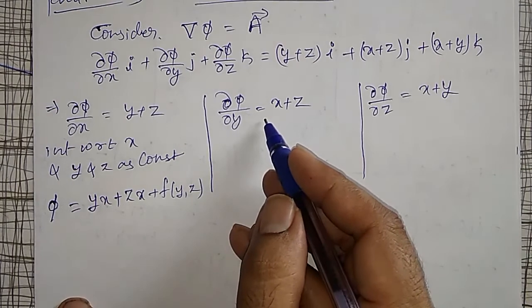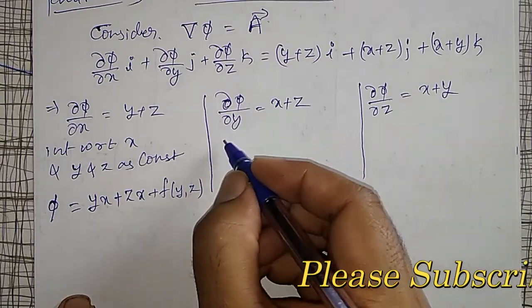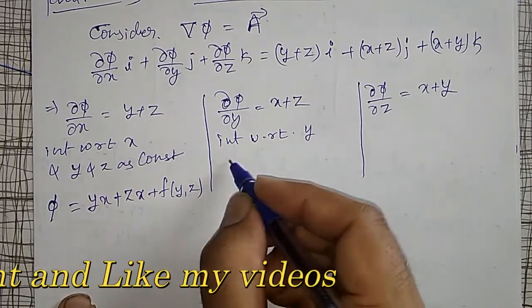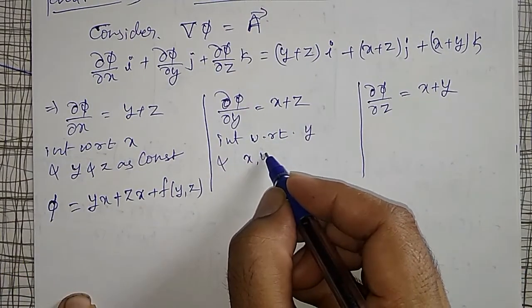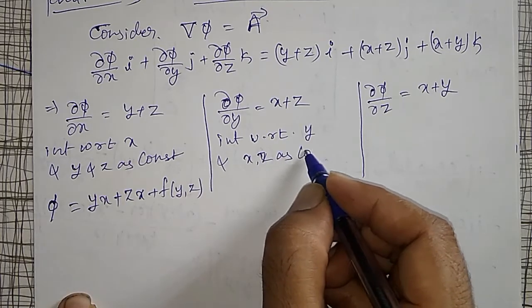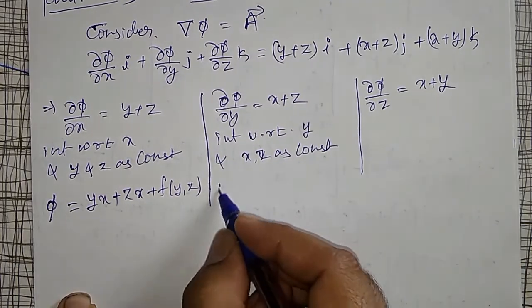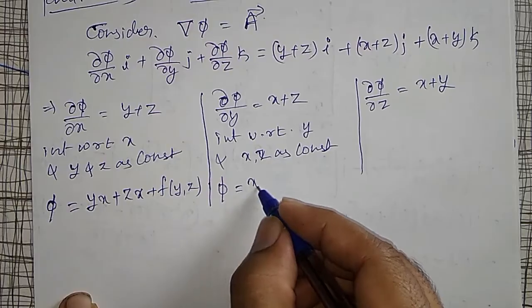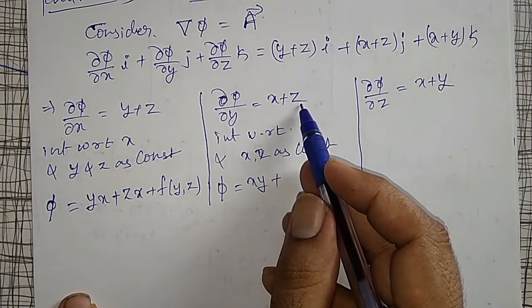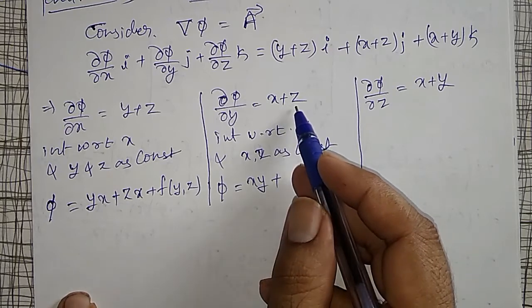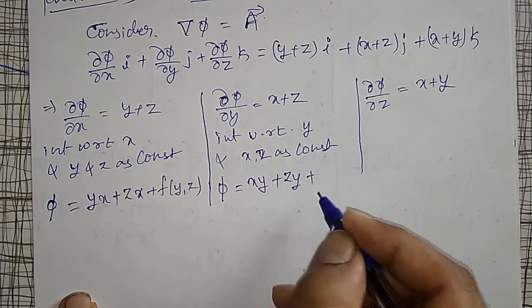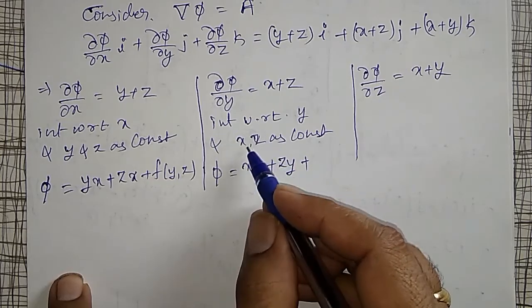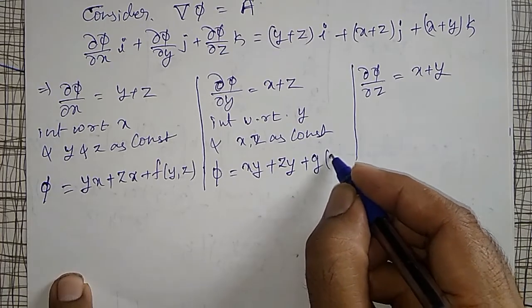Like that, the second partial differential equation I will also integrate with respect to y, treating x and z as constants. Therefore, I will get phi equal to xy plus zy plus a constant of integration. Instead of a constant of integration, I will write it as a function of x comma z.